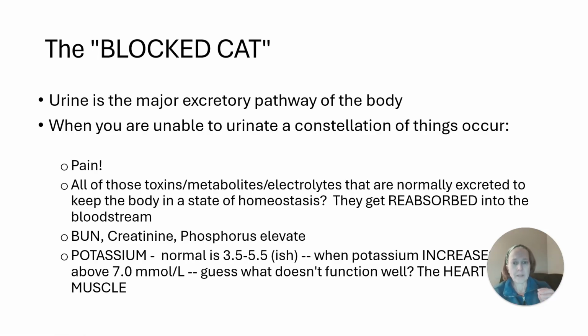B, the metabolites and electrolytes get reabsorbed into the bloodstream. Your BUN, your creatinine, and your phosphorus elevate. But very, very importantly is the resorption of potassium. Normal potassium range is about 3.5 to 5.5. Now, when potassium starts to get above 7 on our chemistry panels, the heart and the muscle do not want to work well.